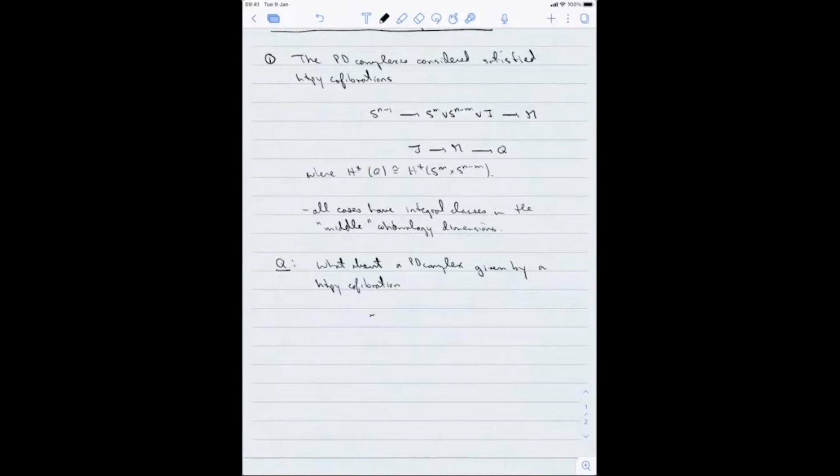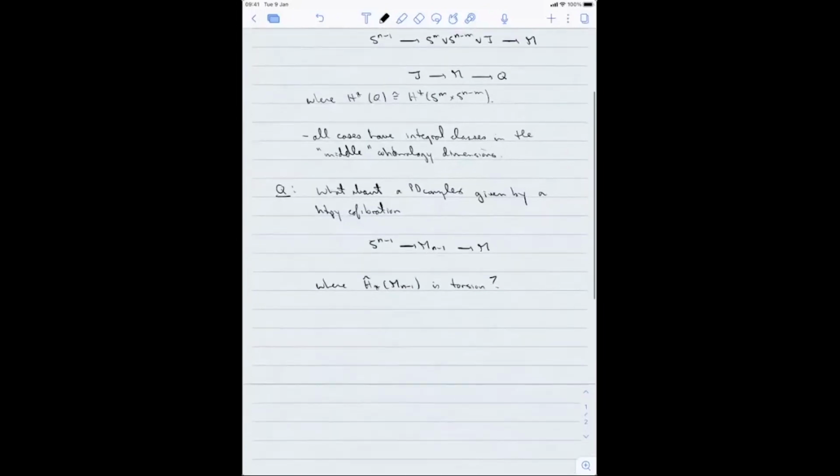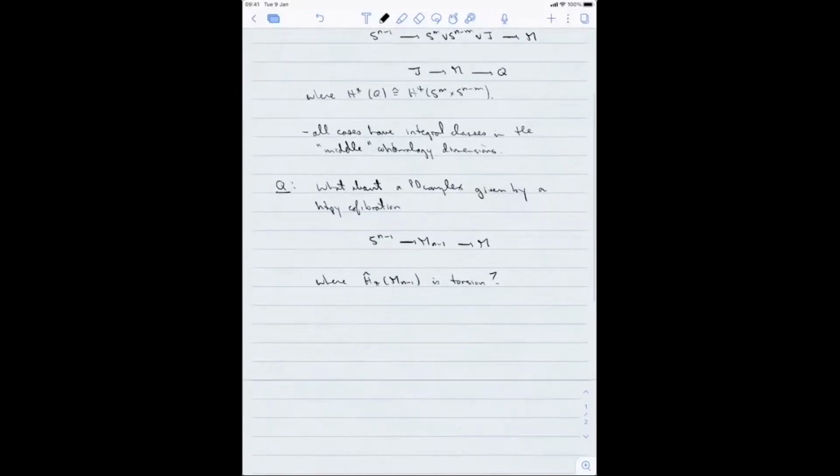So you have a homotopy cofibration, where the attaching map for the top cell factors through the n-1 skeleton. Attach it to get M, and the reduced cohomology of that n-1 skeleton is just torsion. Okay. Well, some cases are known.